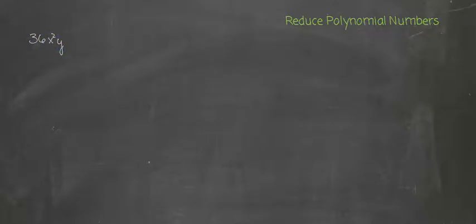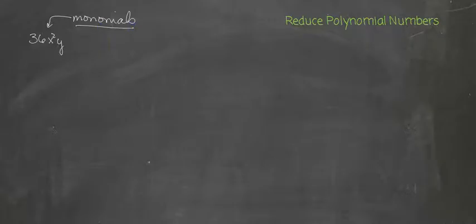So that's a polynomial. It could have just one variable. It's not required to have two. It's not required to have three. There's no real number requirement, except there should be at least one to make it a polynomial. So let's go ahead and reduce this monomial first. So we're going to start with monomials, which are the easy ones to reduce.